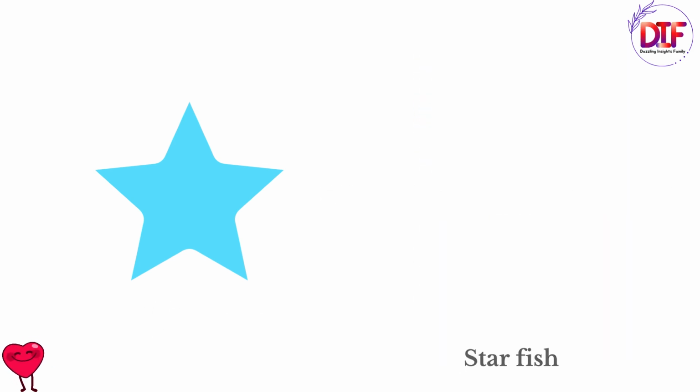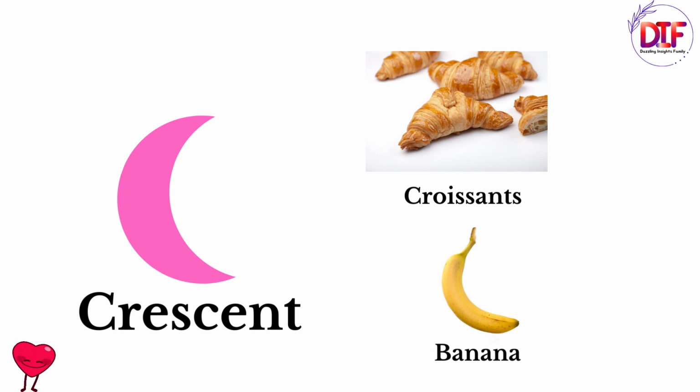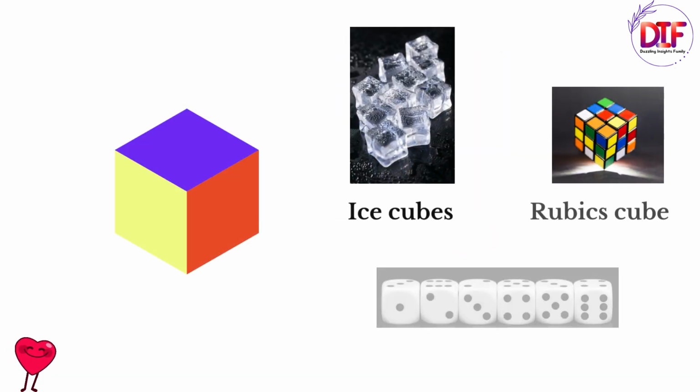And the next one is crescent. Crescent. And a good example of this shape is croissant. How many of us like the snack croissant? Aha! So that's a good example of this shape, crescent. And another one is a banana. Okay? Banana.